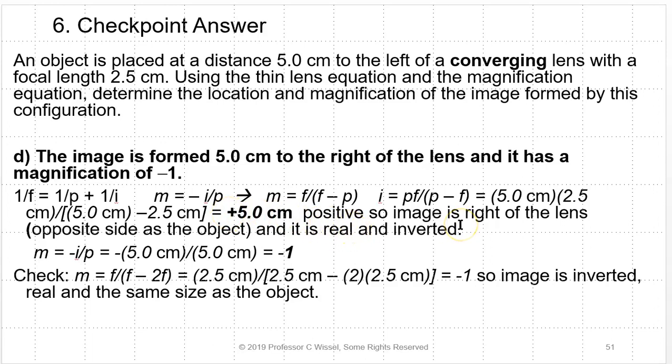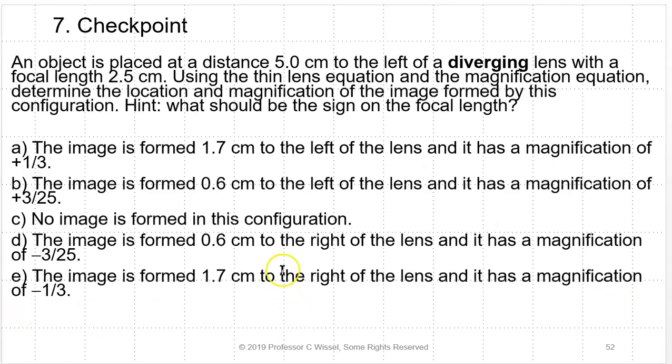It's positive, the image is to the right of the lens, that's the opposite side of the object, and it's real and inverted. And magnification is minus I over P, which ends up being -1. We can check this and end up with the same thing, so the image is inverted, real, and the same linear size as the object, just upside down.